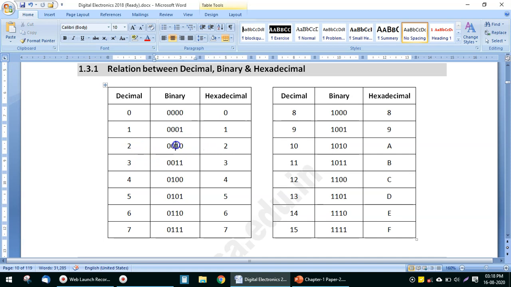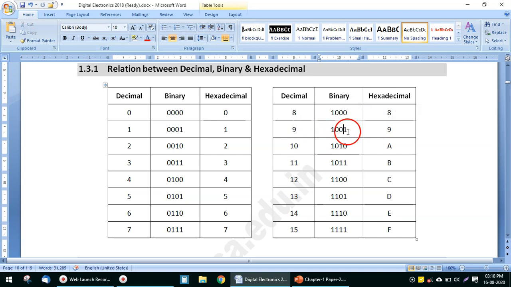Then 1 is 0001, and the hexadecimal value will be 1. Then 2 is 0010, and the hexadecimal value will be 2. Then 0011 for 3, the hexadecimal value will be 3. Then 4 is 0100, and the hexadecimal value will remain 4. So up to 9 it is okay. For decimal and hexadecimal the values will be the same.